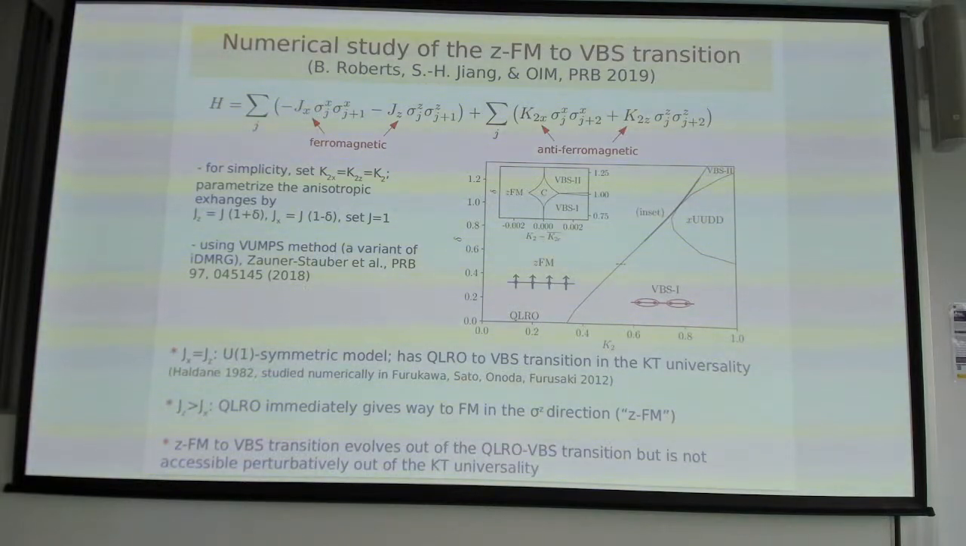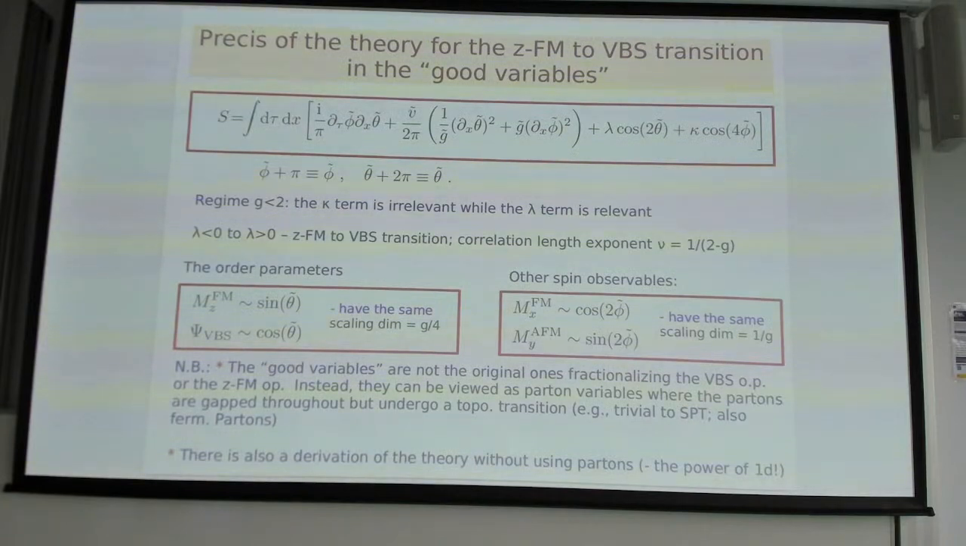Actually, we also find a region of coexistence between ferromagnet and VBS, which can be understood within the same field theory. Actually, I think that region's endpoint is where basically the Luttinger parameter exits this regime.